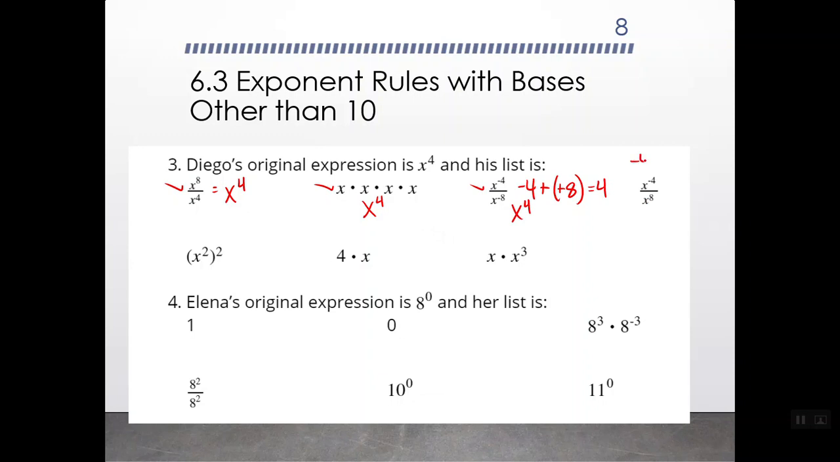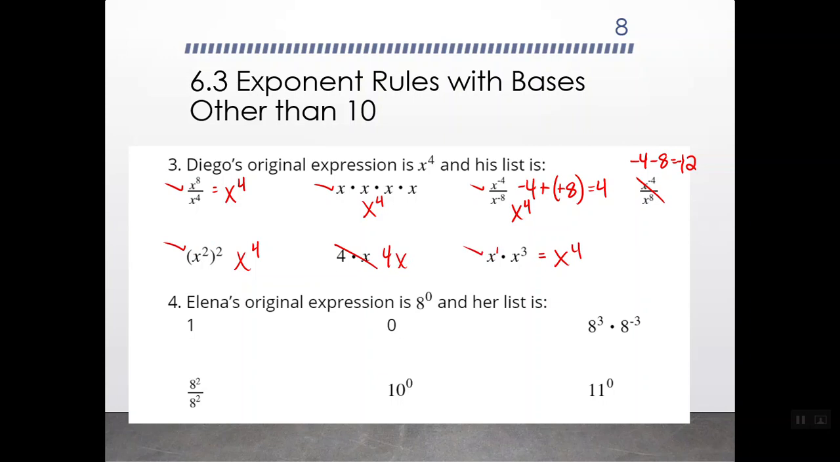Negative 4 minus 8 is negative 12. This one does not work. Multiplying exponents, 2 times 2, we get x to the 4th. This would just be 4x, so this one does not work. And this is x to the 1st times x to the 3rd. Remember, we add exponents. This is x to the 4th, so that does work.